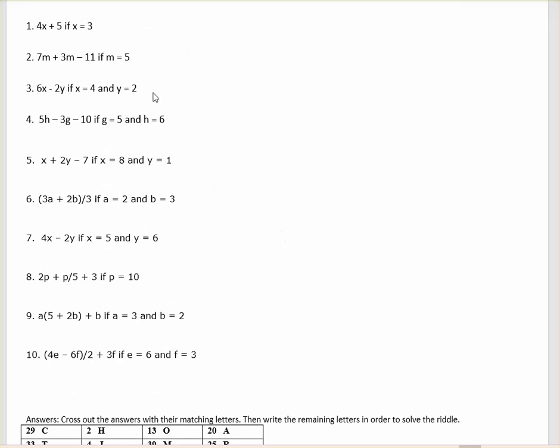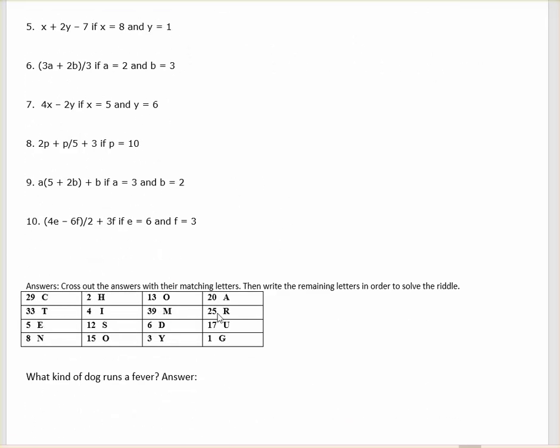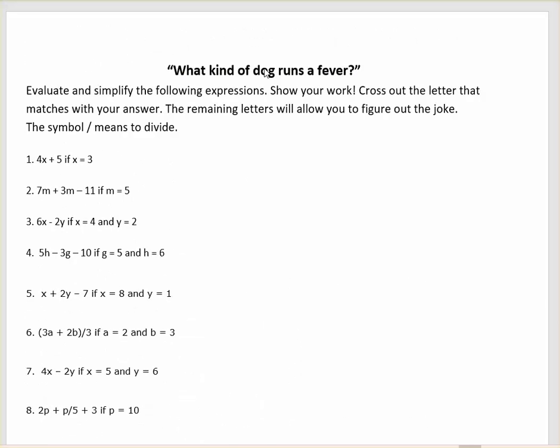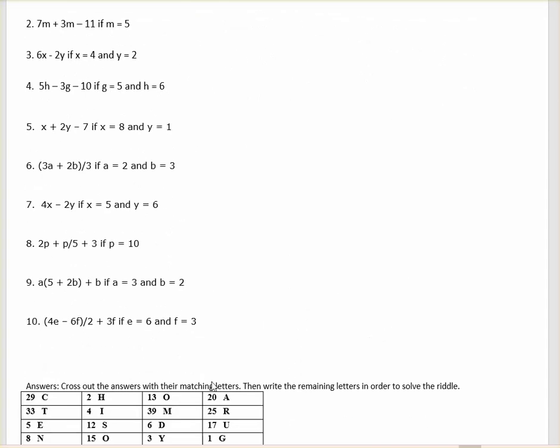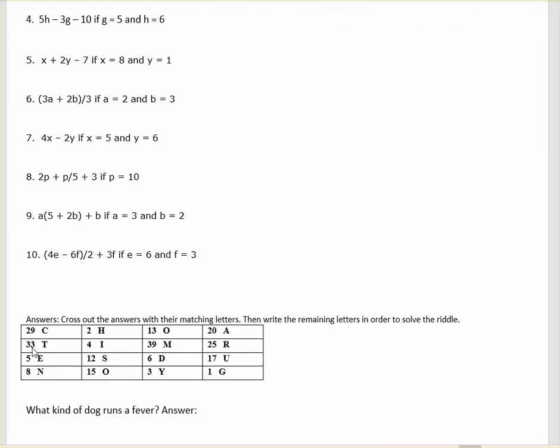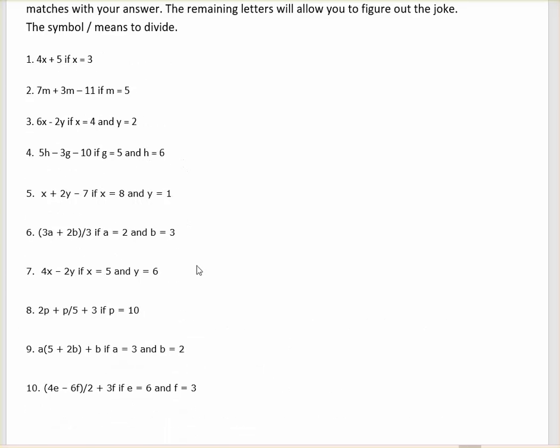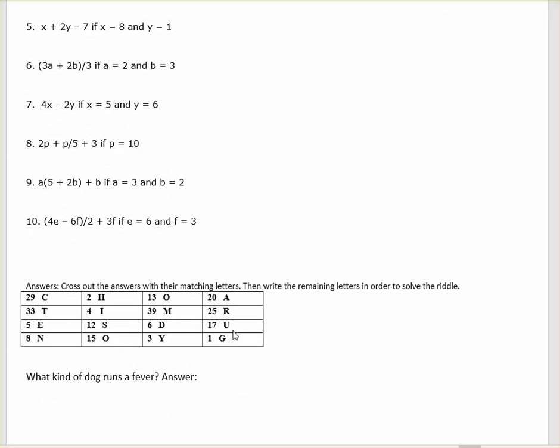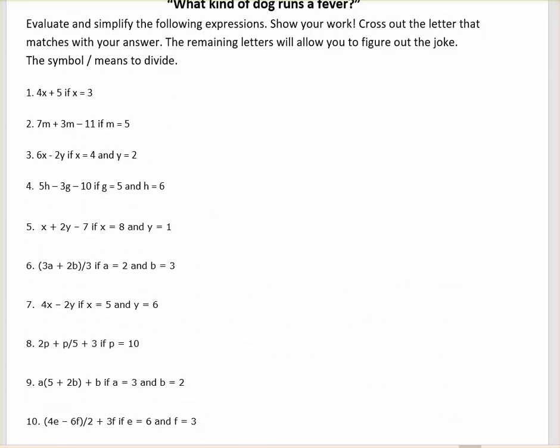When we're done solving the problems, then we will cross out the answers in this box down here and then write the letters that are left to answer the riddle, what kind of dog runs a fever? So if you solve the problems correctly, it will make sense. And your answers will show up down here if you do the problems correctly. So if you get a number that doesn't show up here, then you made a mistake. Let's look at just a couple problems to get you started and show how to cross off the numbers.